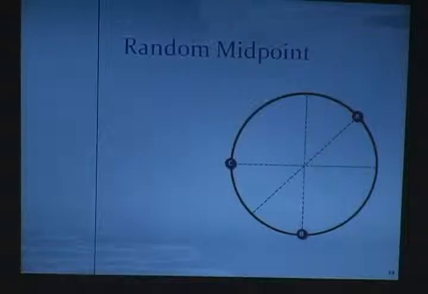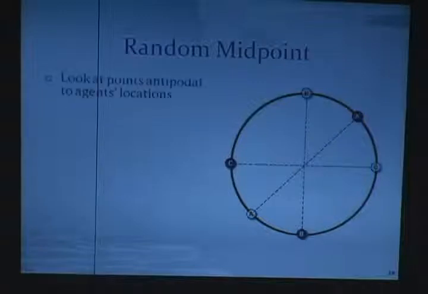So let's try another mechanism, which is much less intuitive. We call it the random midpoint mechanism. This might seem like, where did I get this mechanism from? It's less intuitive. First of all, let's look at the points that are antipodal to the agents' locations. These are the points that are diametrically opposite on the circle to the agents' reported locations. These are these blue circles here.